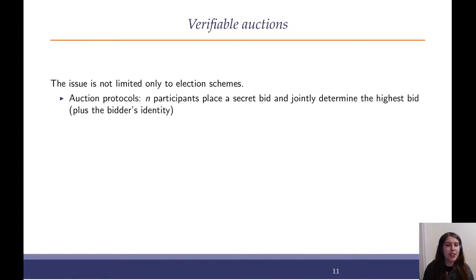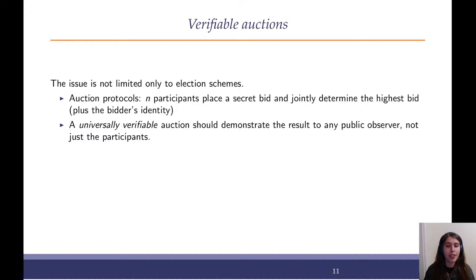And again, the issue is not limited only to election schemes. So I'm going to talk briefly about auctions. We mostly studied election schemes, but we did also take a look at auction protocols. Now, the idea of an auction protocol is that you have n participants. Each of them are placing a secret bid. They're going to work together and determine which one of them placed the highest bid and what that highest bid was. And the idea is these auction participants do not necessarily trust each other. They don't necessarily believe that they're all going to be honest. So we need some sort of verifiability where we can argue that the result that is produced is a correct one.